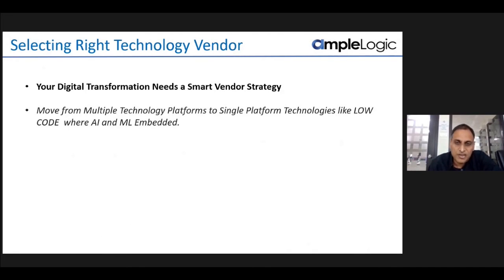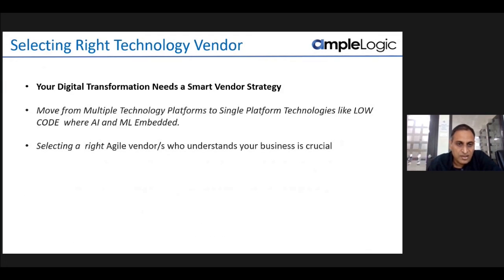Move from multiple technology platforms to a single platform technology. Some people talk about Java, some about .NET, some about Python. We use multiple technologies, but all of them can run on one particular structural environment. That helps the solution cater to all these things. The buzzword in the industry nowadays is low code, with AI and ML being embedded into it. Low code helps you have one platform to cater to multiple business problems. Selecting the right and agile vendor who understands your business is crucial.